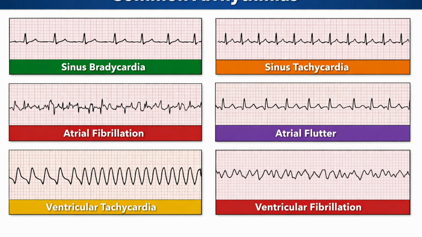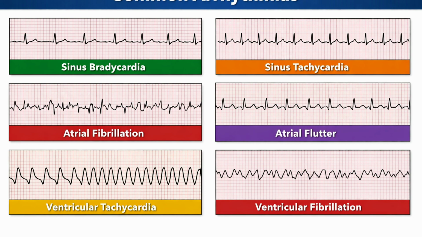1. Sinus bradycardia. Sinus bradycardia is a heart rhythm originating from the sinoatrial node, SA, with a heart rate less than 60 beats per minute while maintaining a normal conduction pathway.